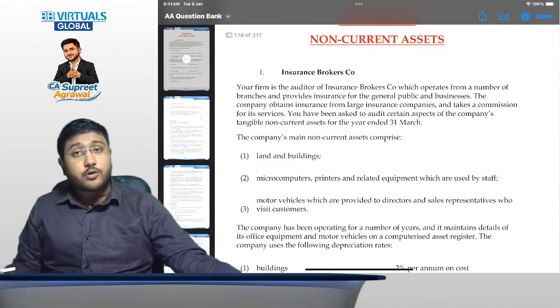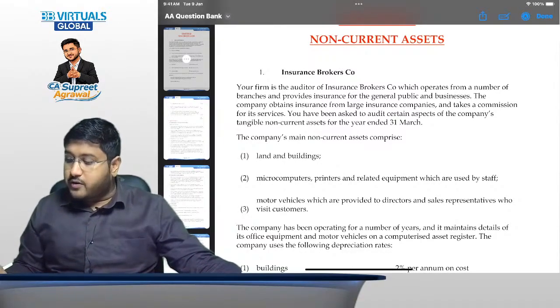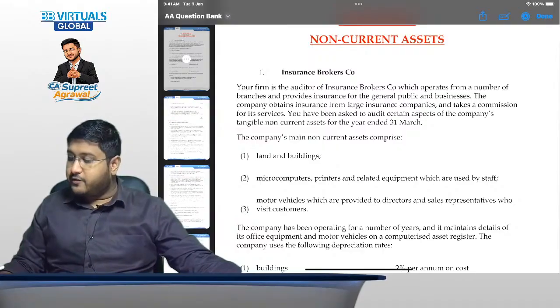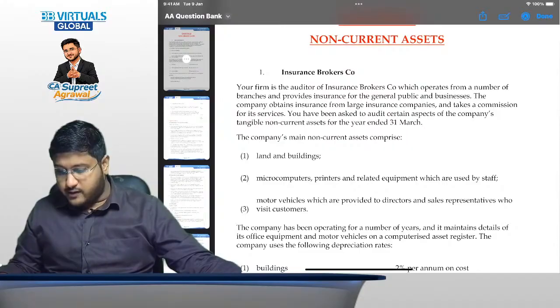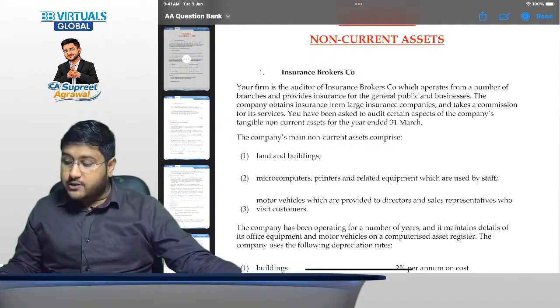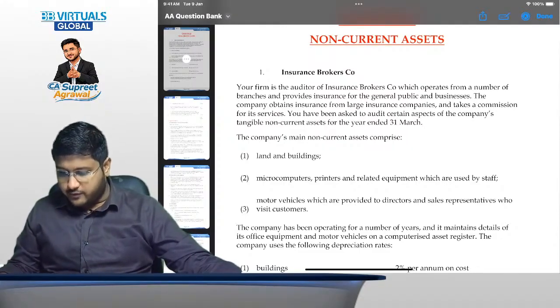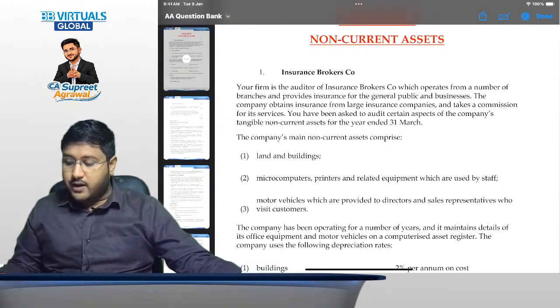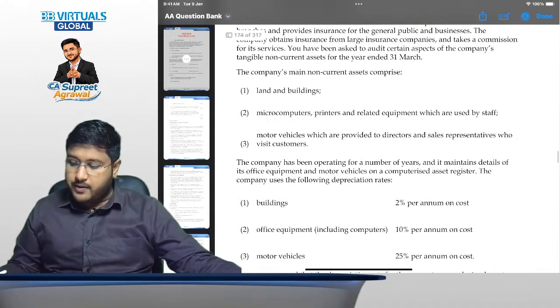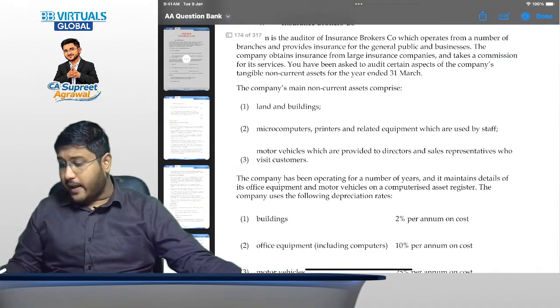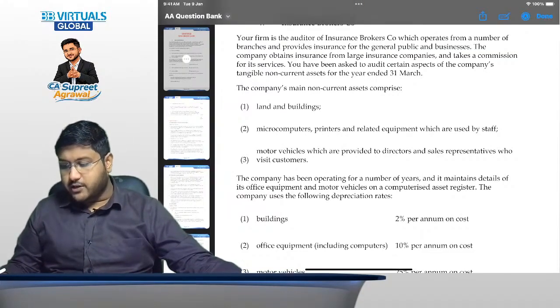So this question is about insurance brokers company. Your firm is the auditor of insurance brokers company which operates from a number of branches and provides insurance for the general public and businesses. The company obtains insurance from large insurance companies and takes a commission for its services. Okay, you have been asked to audit certain aspects of the company's tangible non-current assets. The company's main non-current assets comprise land and buildings, microcomputers, printers, and related equipment which are used by staff. Okay, then motor vehicles which are provided to directors and sales representatives who visit customers.